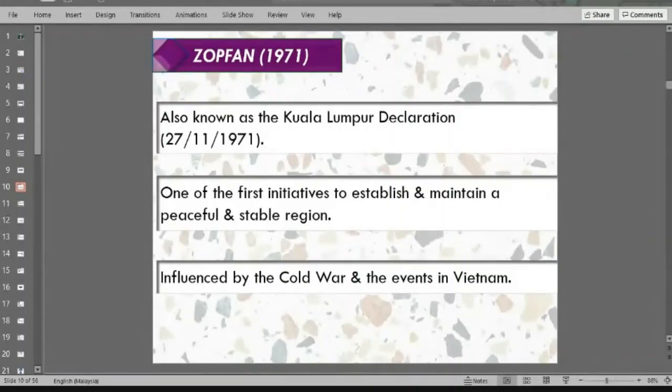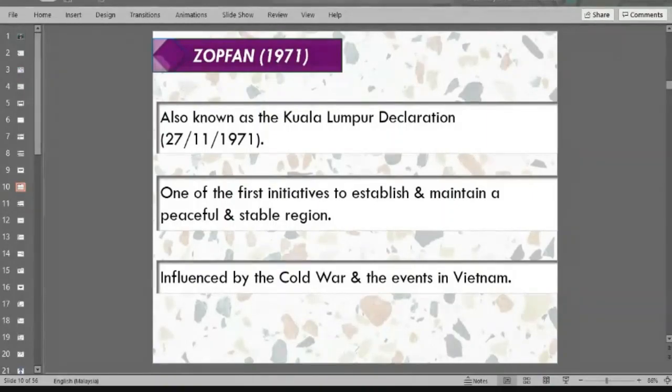So for ZOPFAN, and like many other initiatives that we'll come across later on, a lot of the initiatives or mechanisms were influenced by various events, whether in the region or globally. Right? This is very common for any initiative or mechanism in regional organizations, whether in ASEAN or in Europe and so on. So in the case of ZOPFAN, it was influenced by the development of the Cold War.